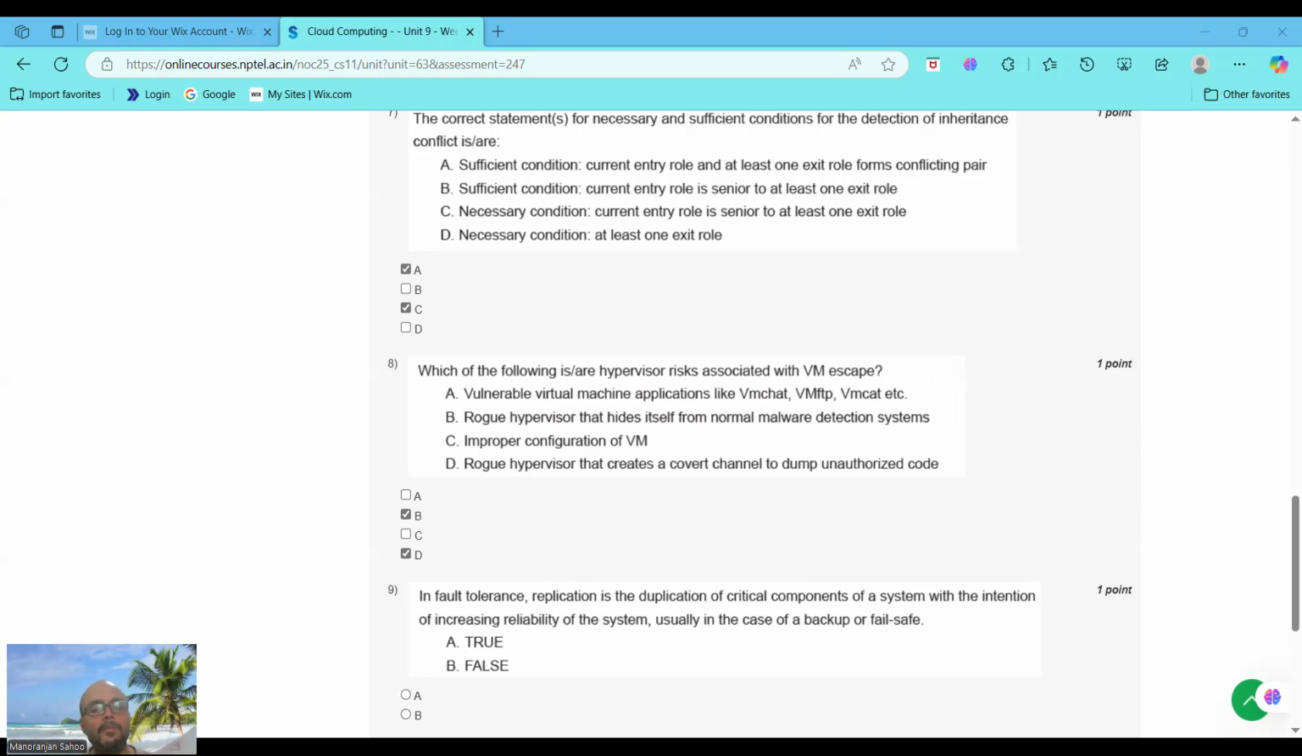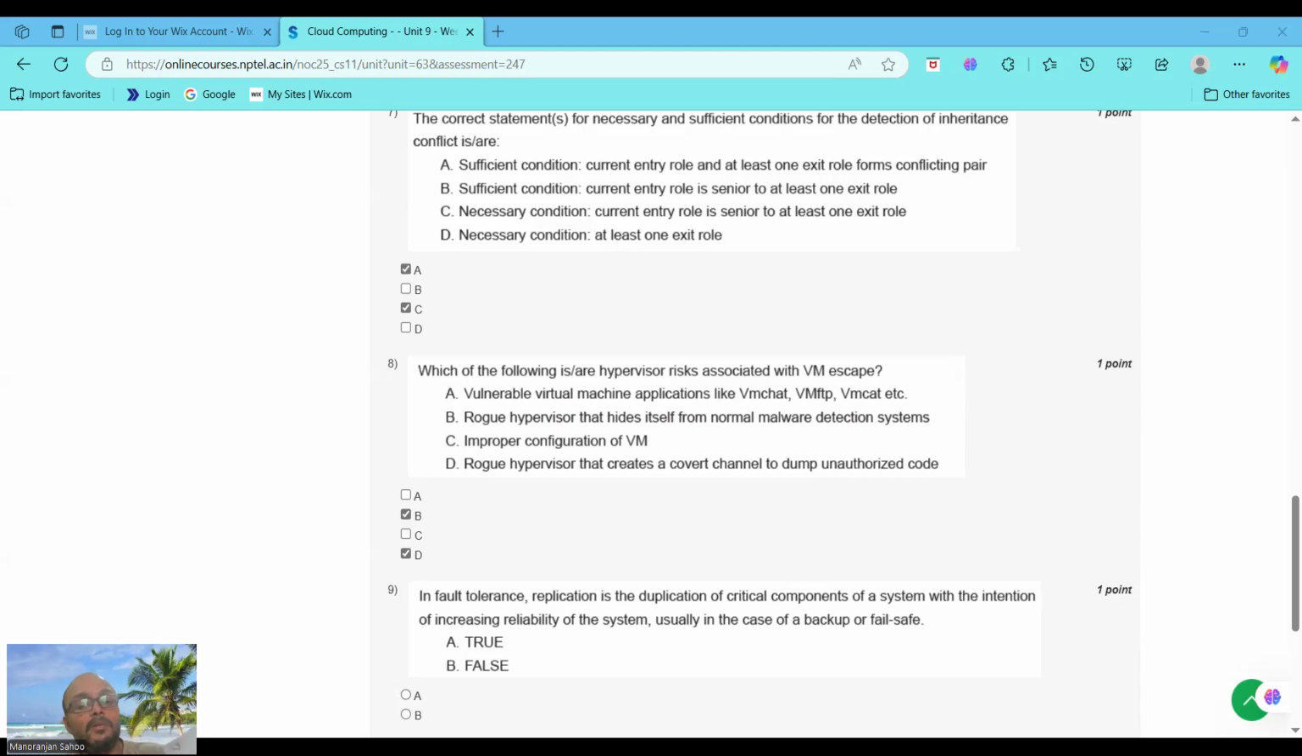We choose these two options because of the rogue hypervisor that hides itself. I'm explaining about option B. A rogue hypervisor that hides itself means a malicious hypervisor can evade detection by security tools, allowing attackers to control systems without being noticed.